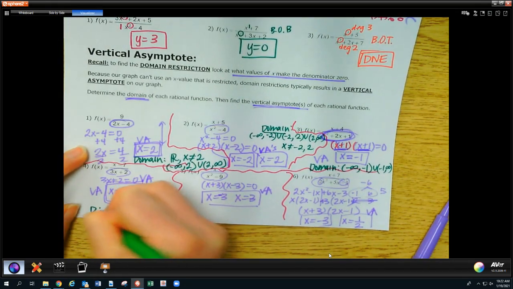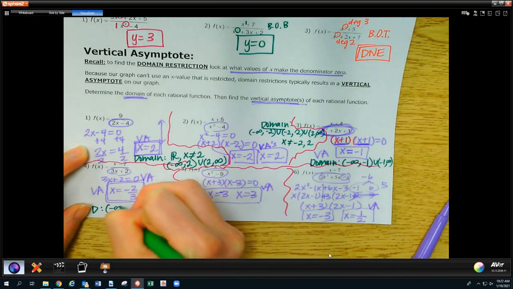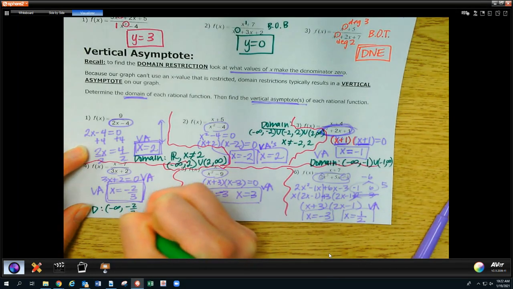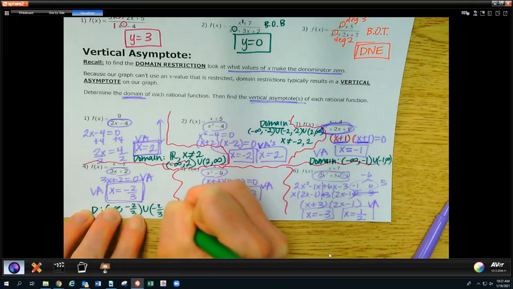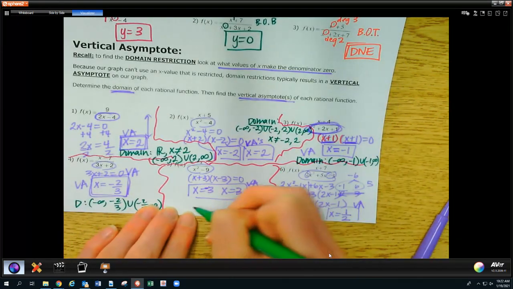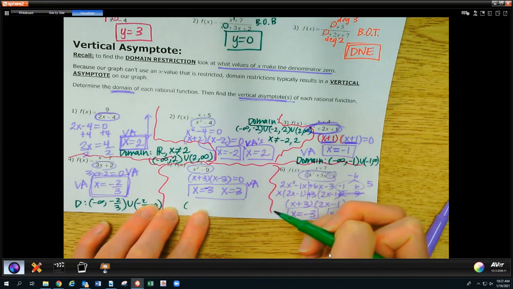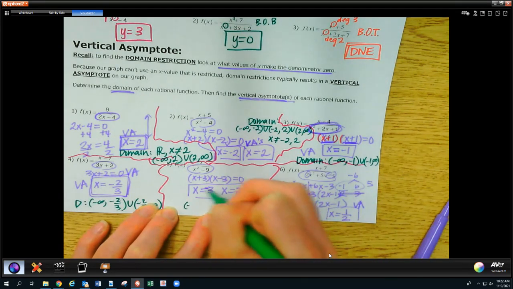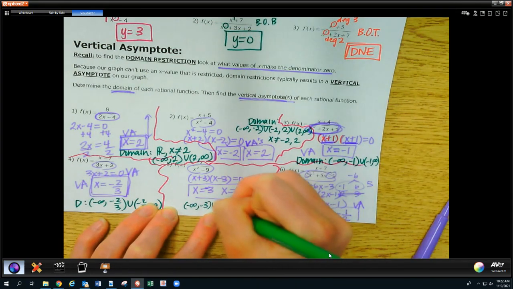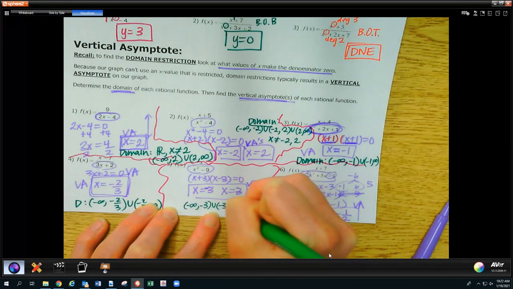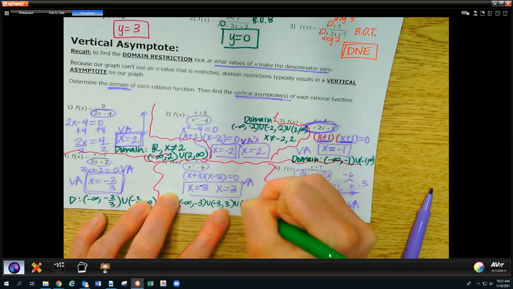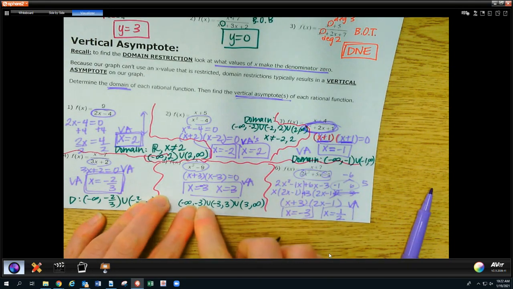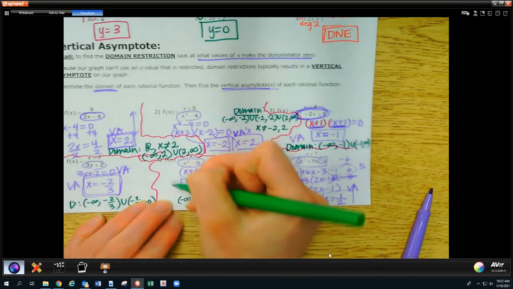And so our domain here, -∞ to -2/3, pick back up at -2/3 to infinity. Here we've got to skip over the -3 first. You got to go in order. So from -∞ to -3, union, pick back up at -3 and go to +3, union, pick back up, 3 to infinity. You have to go from least to greatest in all of these.